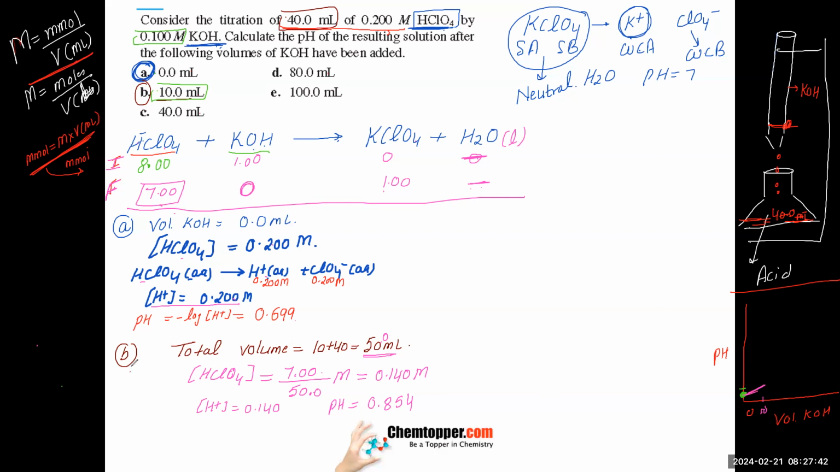The way I did the B part, you people are going to do the C part. Please do the C part. So initially, how many millimoles of HClO4? This amount is not changing. It's still the same. 8.00. So when you added 40 ml of the base, how much is KOH in millimoles?